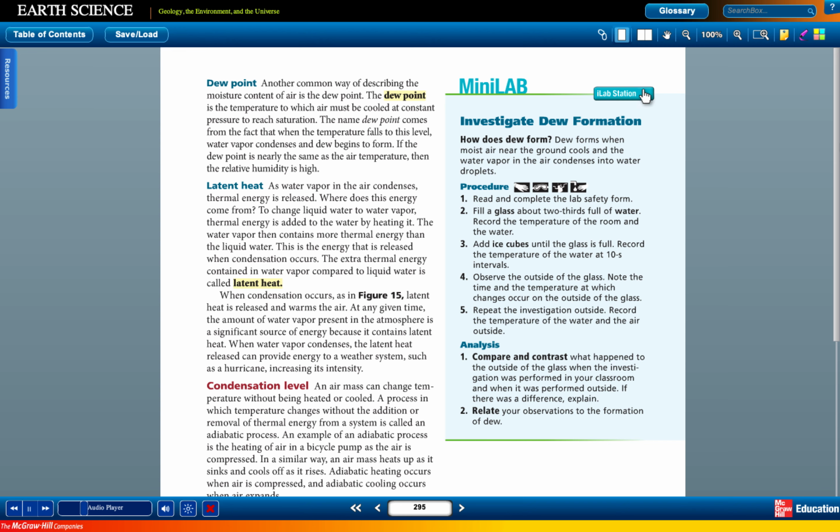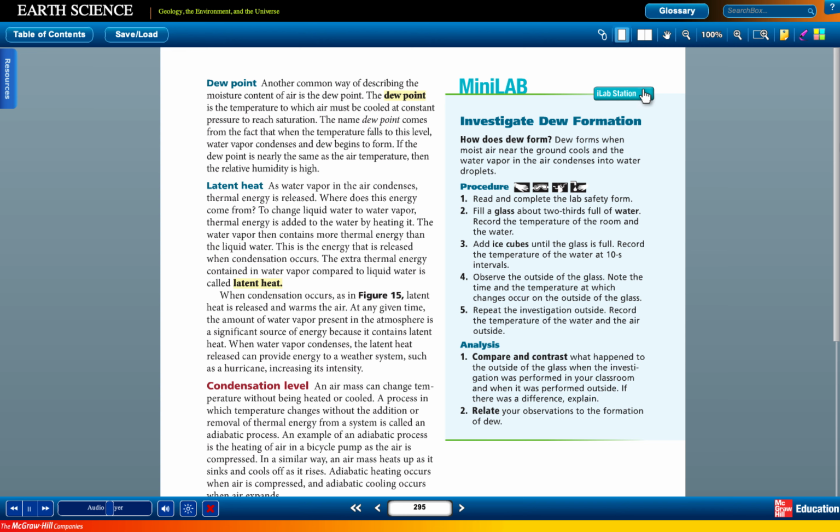Latent heat. As water vapor in the air condenses, thermal energy is released. Where does this energy come from? To change liquid water to water vapor, thermal energy is added to the water by heating it. The water vapor then contains more thermal energy than the liquid water. This is the energy that is released when condensation occurs. The extra thermal energy contained in water vapor compared to liquid water is called latent heat. When condensation occurs, as in Figure 11.15, latent heat is released and warms the air.